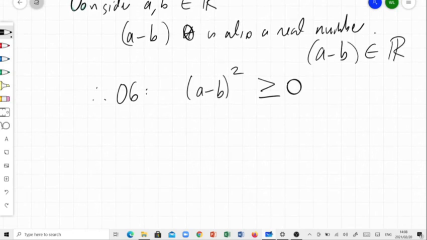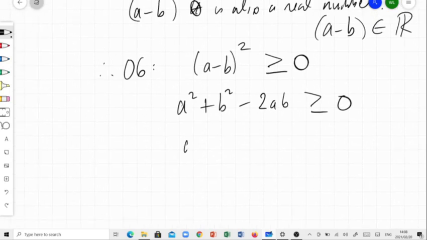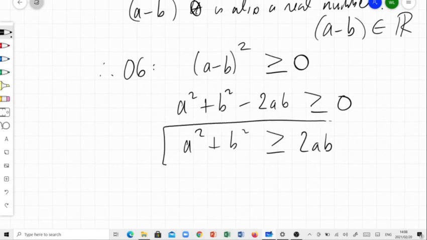But a minus b all squared is nothing but a squared plus b squared minus 2ab, and that has to be positive because it's a square of a real number, and therefore a squared plus b squared dominates 2ab as we are required to prove. Okay, right, so that brings us to the end of part 1.